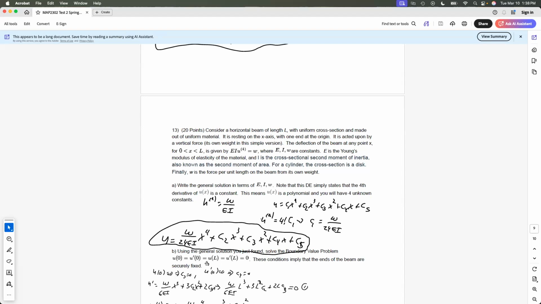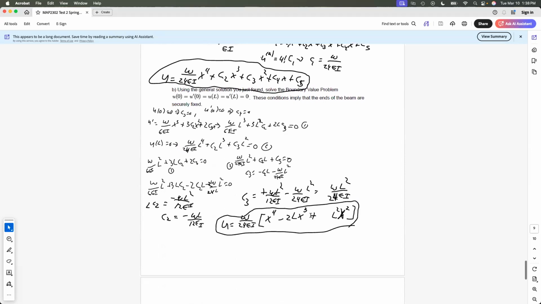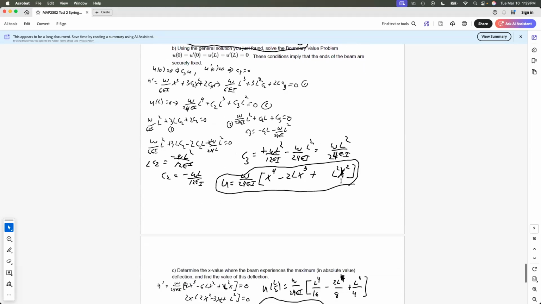Then I have to use these conditions to solve for C2 and C3. That's where there's a lot of algebra. And I'm just going to show you the answer. I guess you could pause and look through all the algebra there. This is what I want you to do. I want you to figure this out. This is what you're going to get.